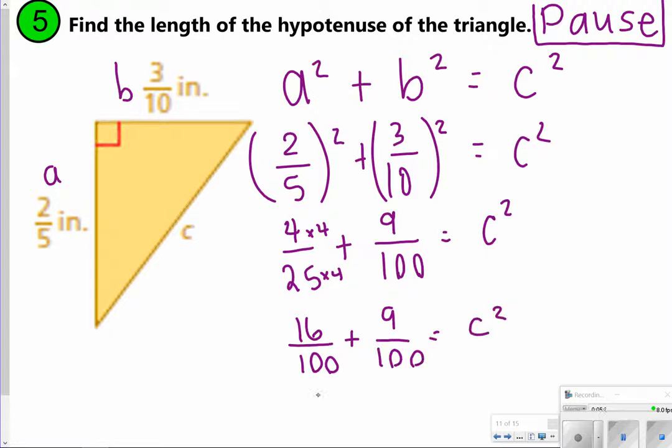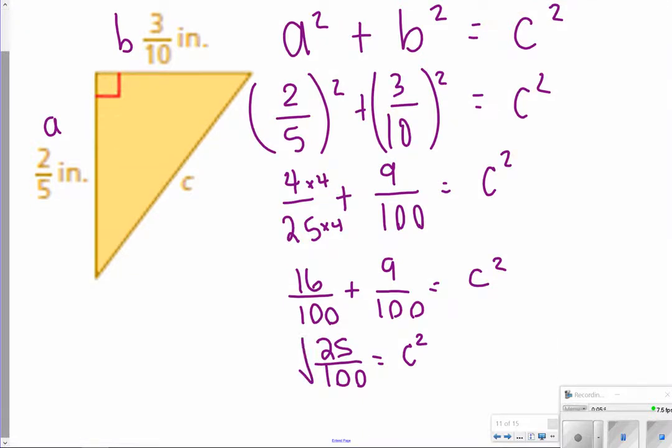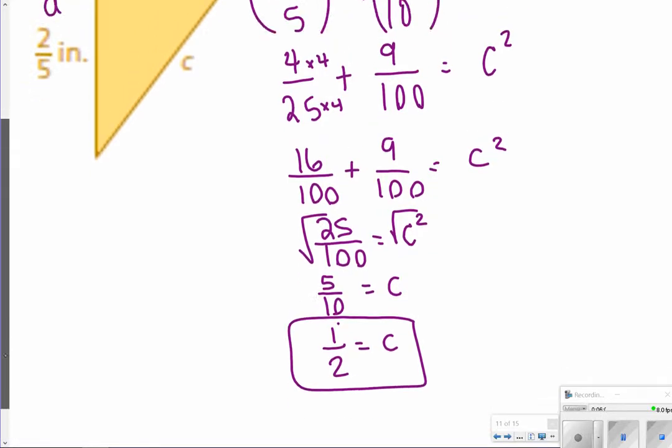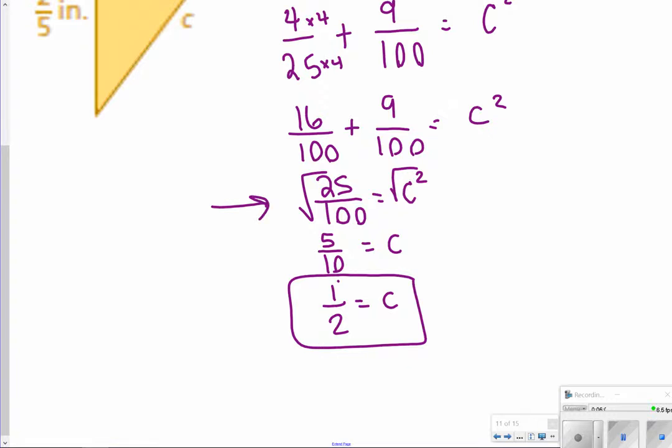And then 16 plus 9, I can add that together now since I have a common denominator. That's going to be 25 over 100. And now all I have to do is just find the square root. So the square root of 25 over 100 is 5 over 10, or 1/2, as I simplified. Okay, so 1/2 is my final answer. A lot of the times people just stop here. You don't stop here. You got to keep going to find your square root.